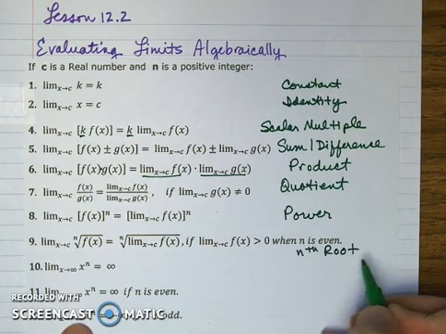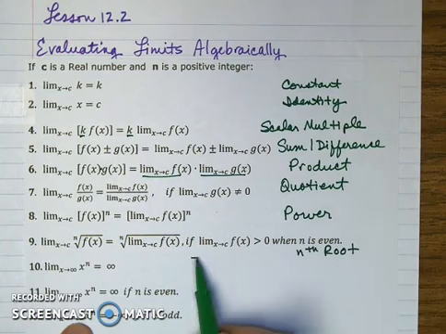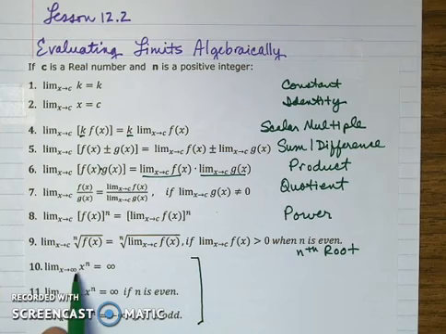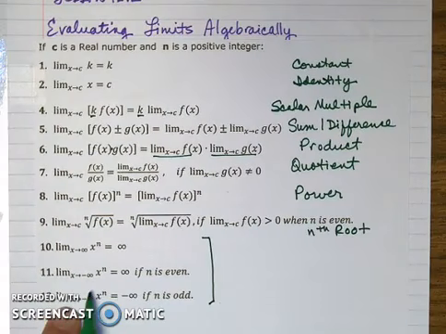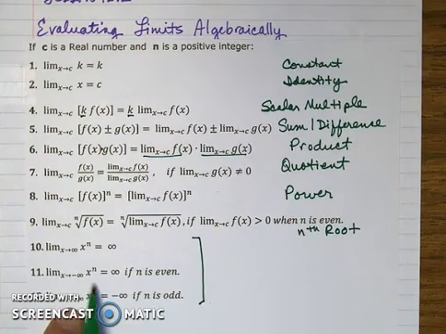Now when you get down here, I kind of blocked these off a little bit. These are limits of functions at infinity. This is as x approaches infinity, and this is as x is approaching negative infinity. It changes depending upon whether the n, the exponent, is odd or even, and that makes sense.